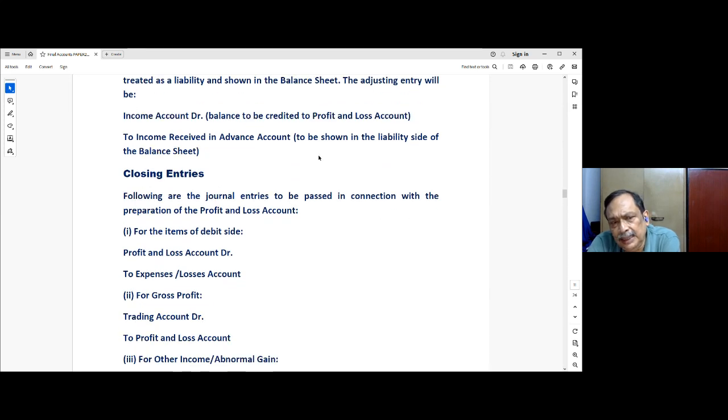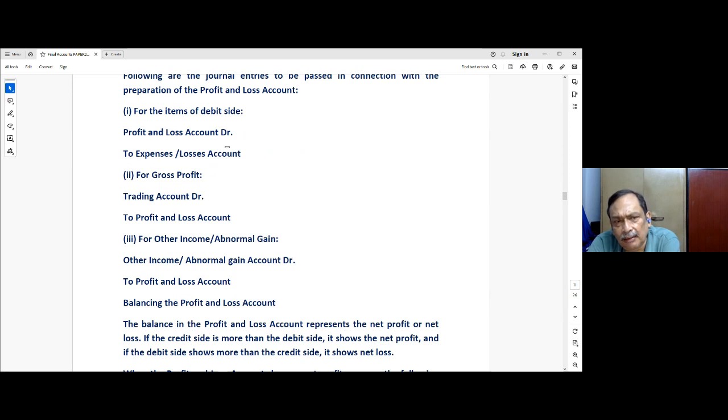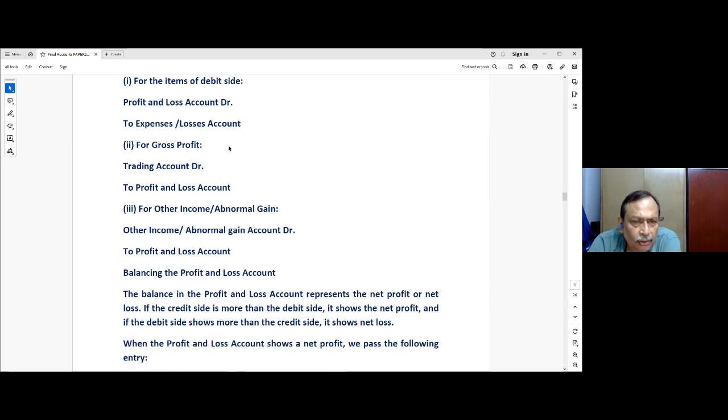So now we are going to discuss the closing entries which are required for closing the various accounts with reference to the profit and loss account. So the journal entries to be passed in connection with the preparation of the profit and loss account are, number one, for the items of debit side, profit and loss account debit to expenses, losses, etc. accounts. For gross profit, trading account debit to profit and loss account. For other income, abnormal gain account debit to profit and loss account.